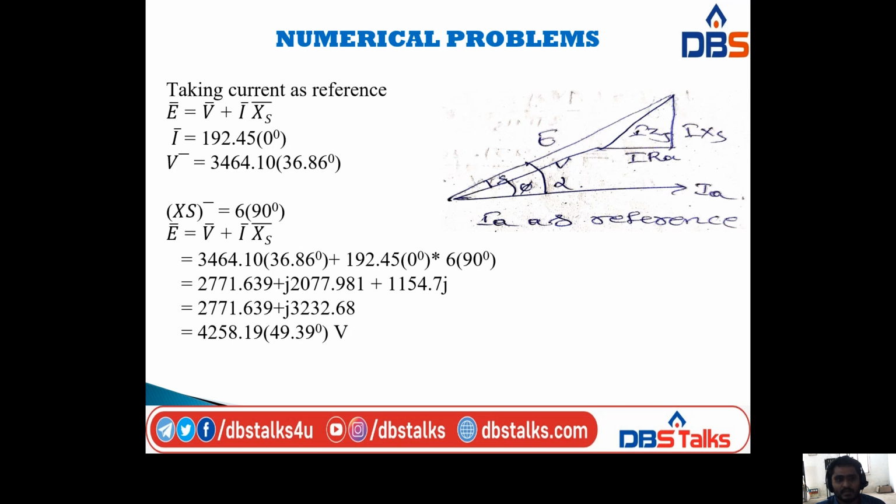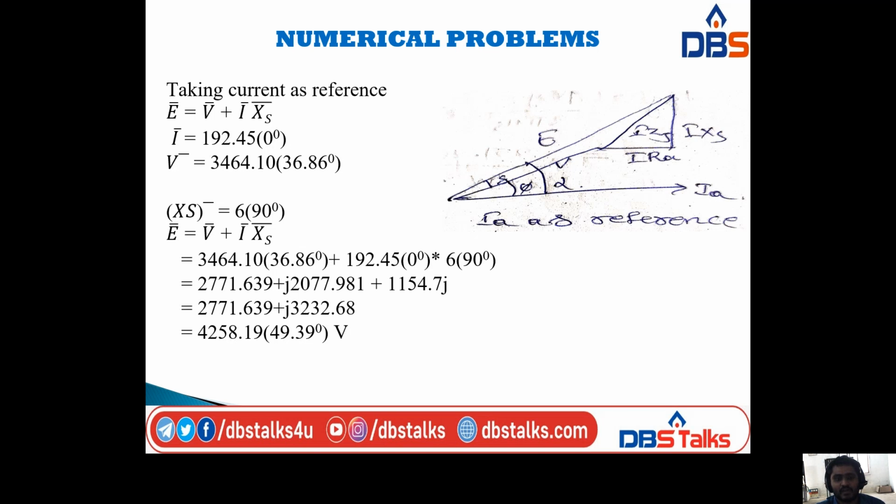We will convert this into polar form, so I bar is equal to 192.45 at an angle of 0 degrees. And we already know V bar is 3464.10 at an angle of 36.86 degrees, and XS bar, the synchronous reactance, is 6 at an angle of 90 degrees. In the problem they gave 6 ohms per phase, so we rewrite XS bar as 6 at an angle of 90 degrees.